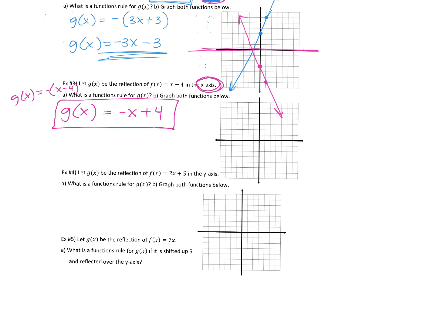we would graph both of them. So the original looks like this, okay? Down 4, 1, 2, 3, 4, and then your slope is 1. So up 1 over 1, up 1 over 1, up 1 over 1.